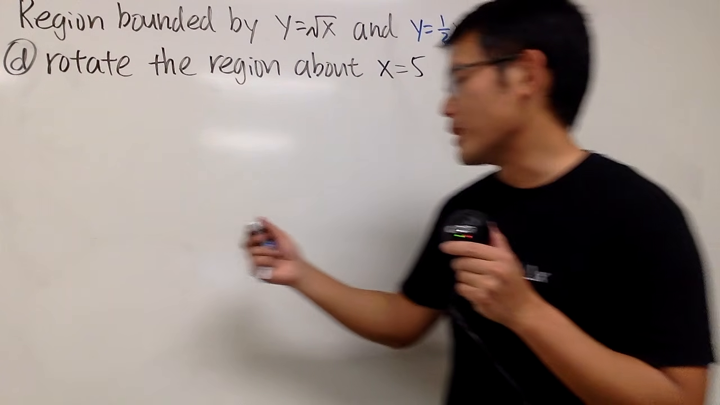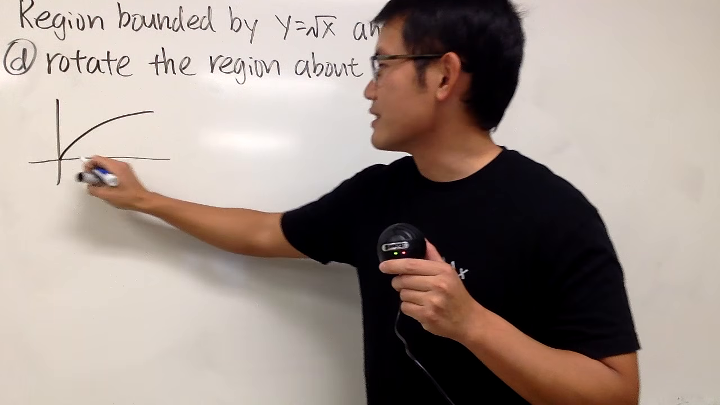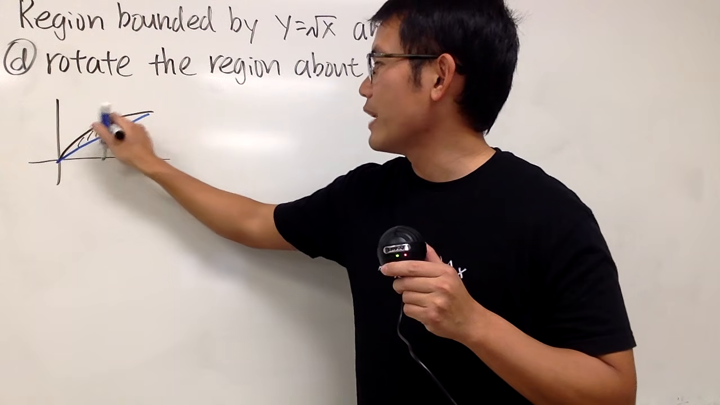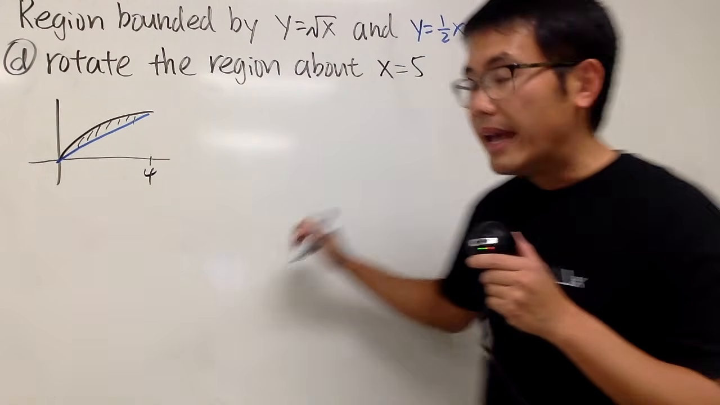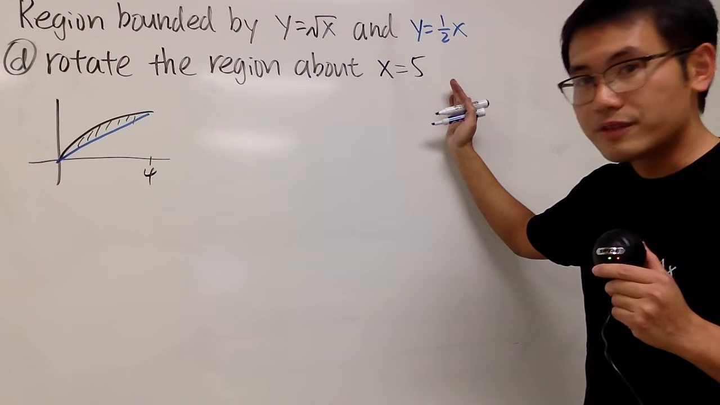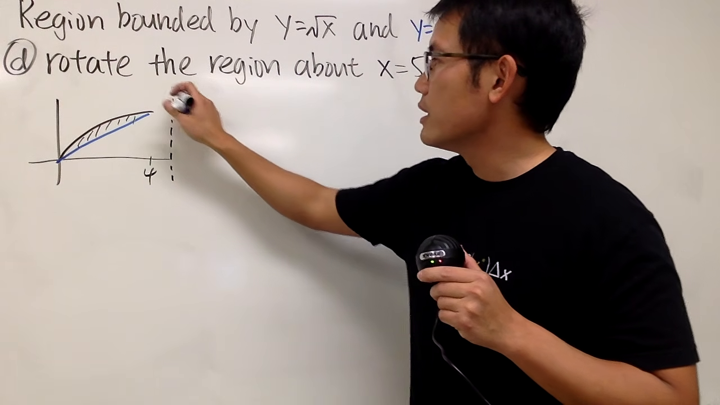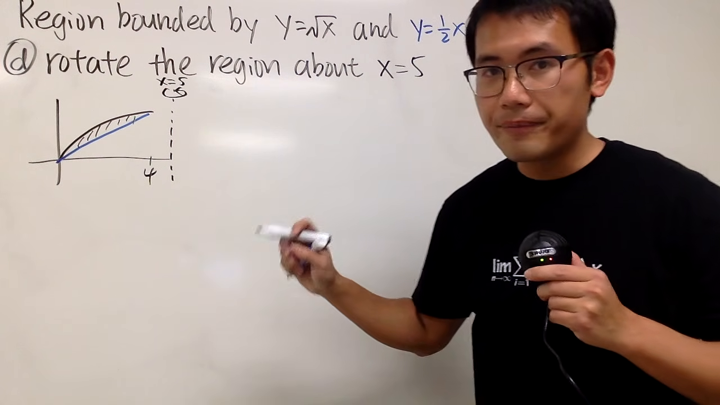So of course, let's have a picture first. Well, of course, the original, this is square root of x, and then here we have the 1/2 x, right? This is the region that we have. And remember, they intercept at x equal to 4. And this time, we are rotating about x equals 5. So here is actually the axis of rotation. So I'll just put down this right here. This is x equals 5.